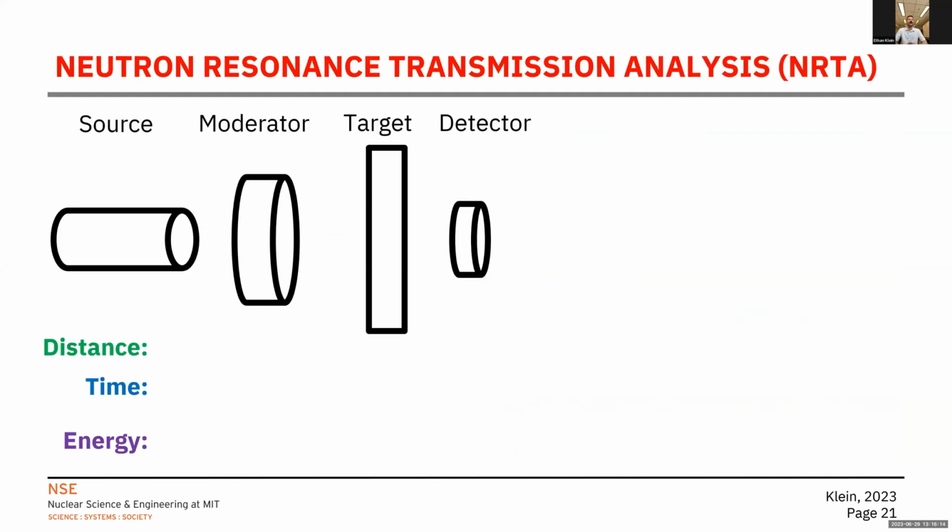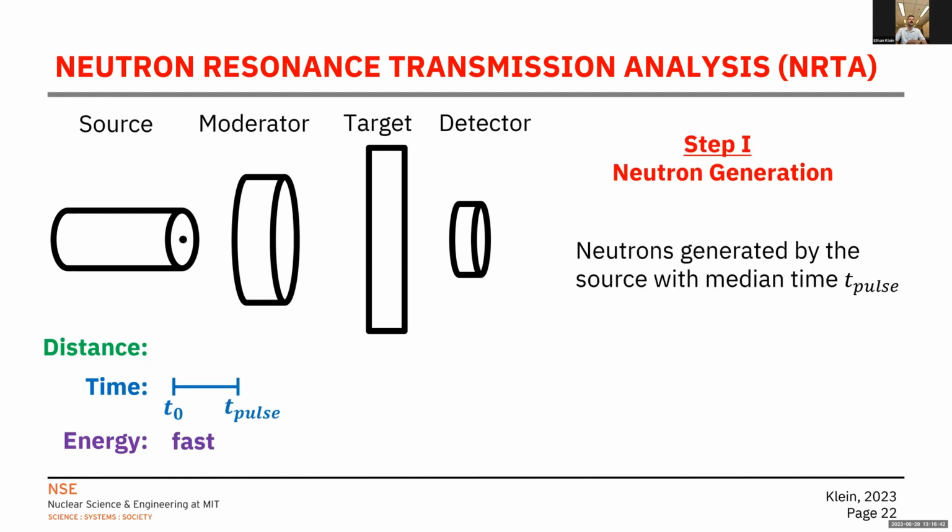So how does the technique itself actually work? We're going to look at just a simplified cartoon and step through that. So you start on the left-hand side there with a neutron source. You have a moderator to slow those neutrons down, the target of which you're trying to infer its isotopic composition, and then a neutron detector to detect those neutrons that make it through the target. And as I'm going to walk through the different steps of the technique, let's just keep track of the distance the neutrons traveled, the time it took the neutron to travel those different stages, and the energy of the neutron. So to start things off, step one is to generate neutrons.